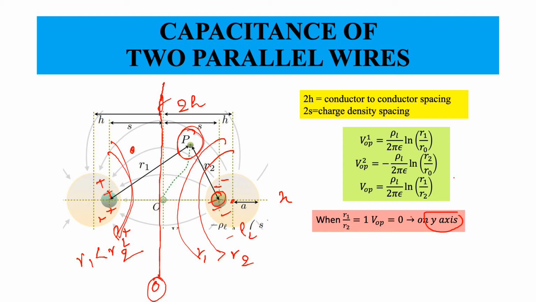You just take any point, take the mirror image point. If you calculate the potential at the mirror image point, that will be required for calculating the capacitance. So we will come to that in a minute. So the y-axis is the zero potential point and the potential depends on log R1 by R2.